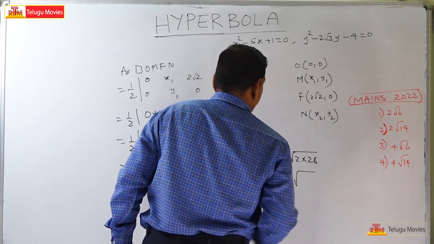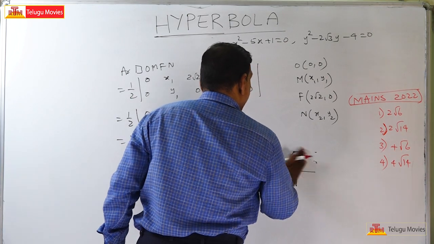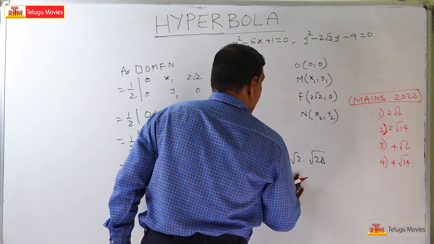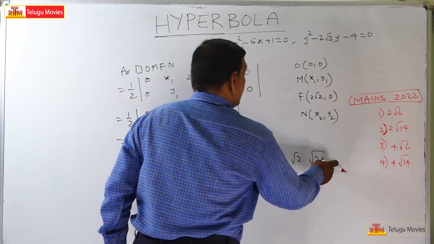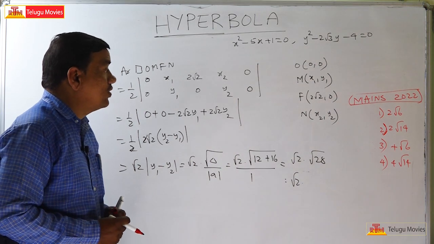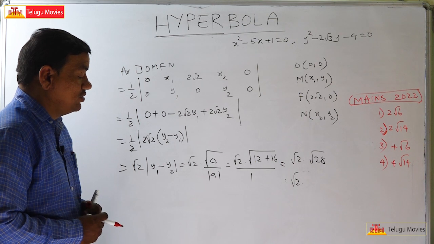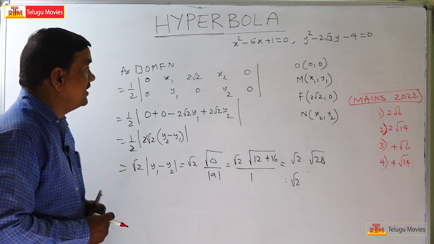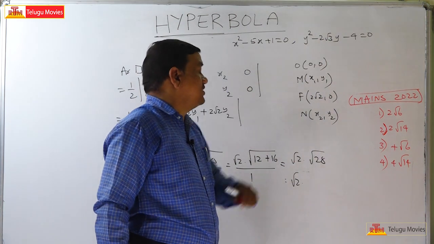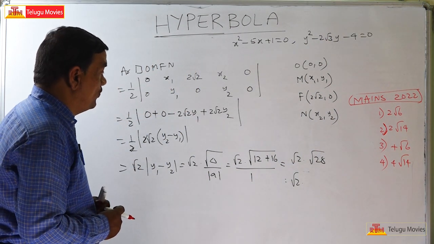This is equal to root of, otherwise you can write it like this: root 2 into root 28. Root of 12 plus 16, 28 you will get. So together we get b square: 4 3s are 12, 12 plus 16, so this is equal to 28.